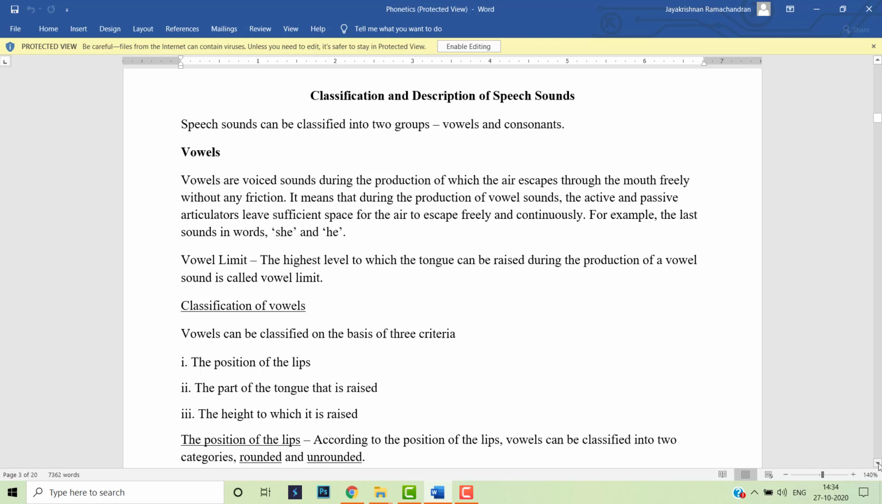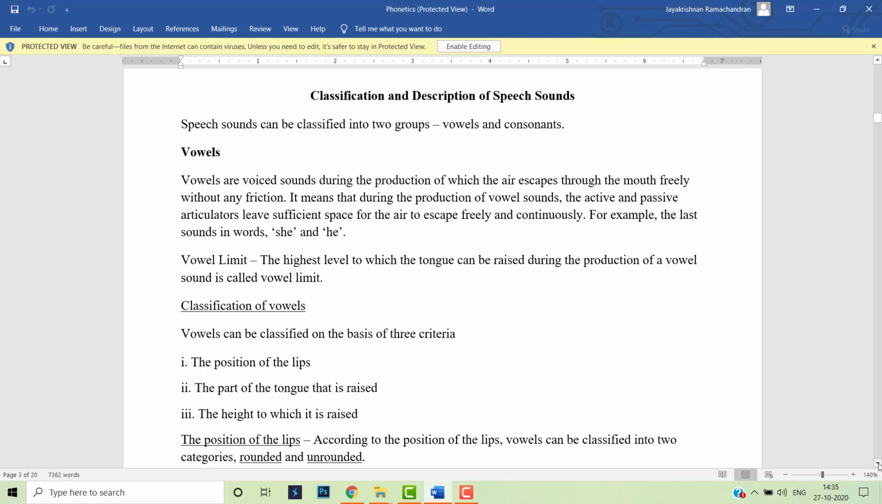Now, once the air strikes the vocal cords, makes them vibrate and comes through, there won't be any kind of blocking, there won't be any kind of friction. The air will simply pass through the mouth without any part objecting it. Without any part objecting, it will have free passage through the oral cavity. That is the specialty of vowels. They make the vocal cords vibrate, they have to push their way out, but once it comes out of the vocal cords, it will have a free passage through the oral cavity. So vowels are voiced sounds during the production of which the air escapes through the mouth freely without any friction.